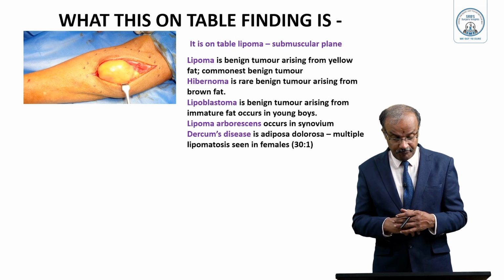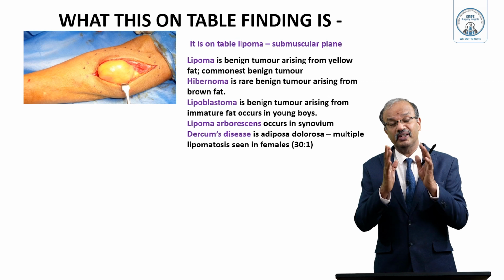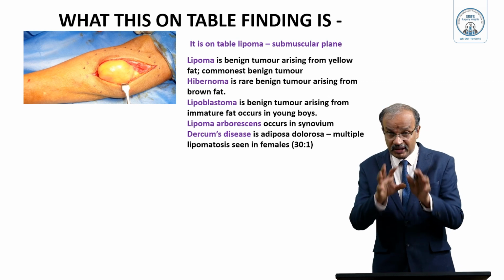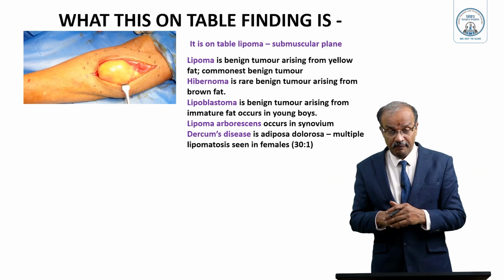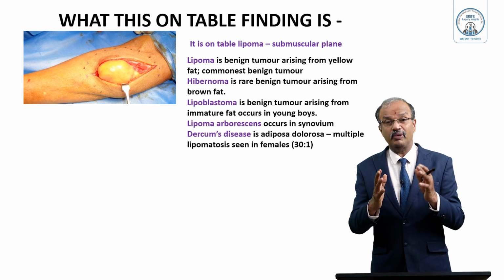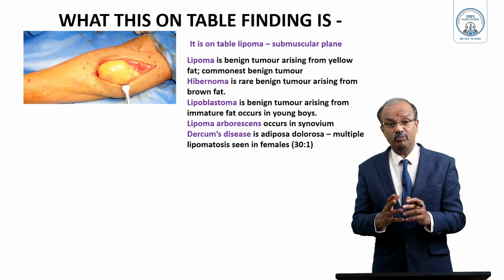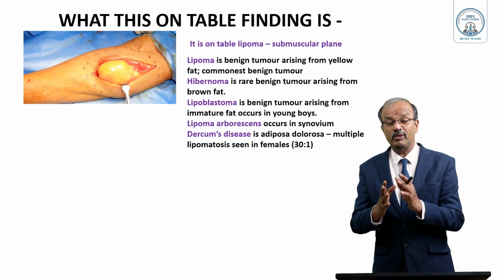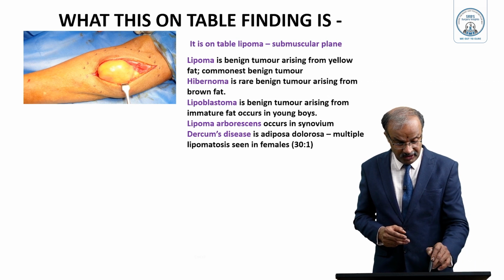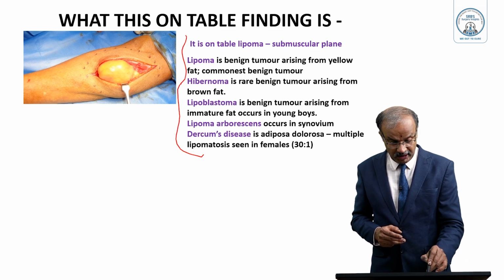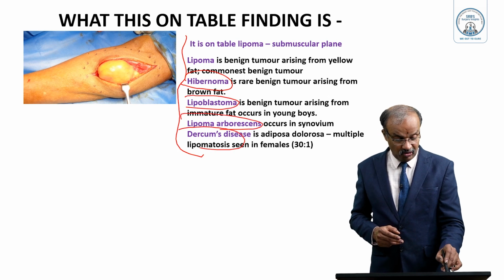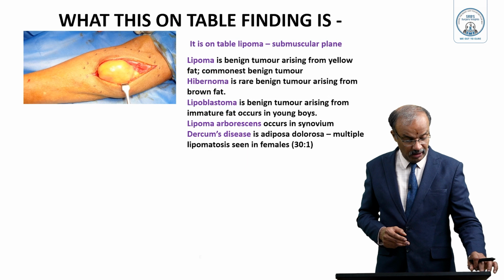MCQ they may be asked. Lipoma arborescens occurs in the synovial sheath of the joint. From the joint or joint surface, it looks like arborescence, like leaf-like projections. They are called arborescence. And Dercum disease, all of you know that adiposa dolorosa, multiple lipomatosis in females. It's very common in females, 30:1 female to male ratio. So all these things can be asked as a MCQ question. Viva they will ask, and OSCE they may keep. So it's the commonest benign tumor which you have to remember.